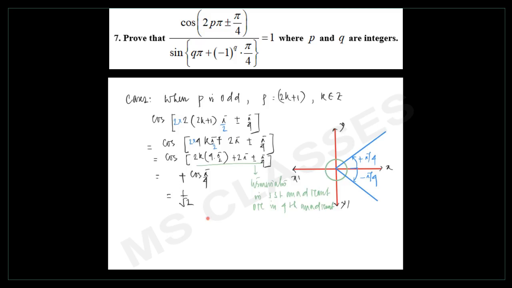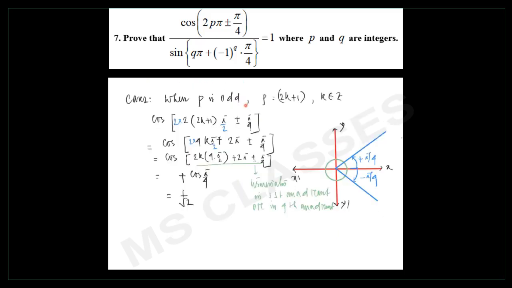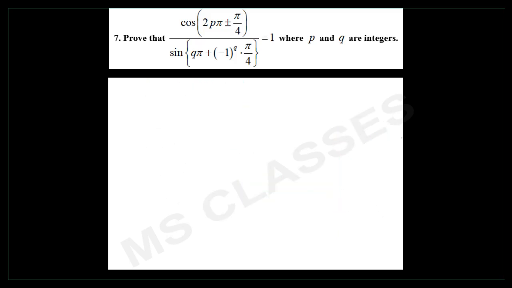Now next part. This was for cos part. The cos from both the cases if we combine, it is 1 by root 2. So the numerator is 1 by root 2. Now we come to the denominator part. Denominator is given what? Sin q pi plus minus 1 to the power of q pi by 4. So here for q we have to take the cases.